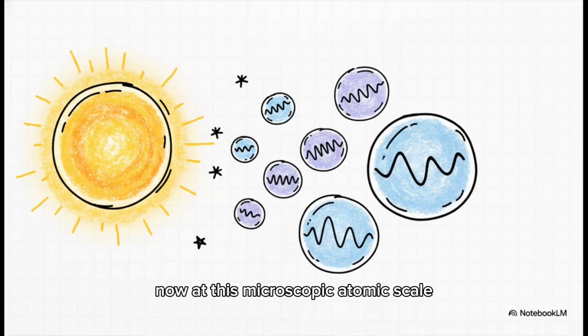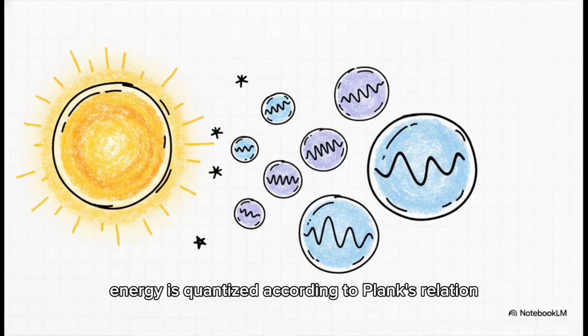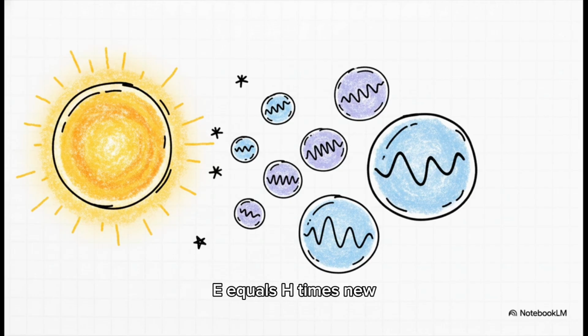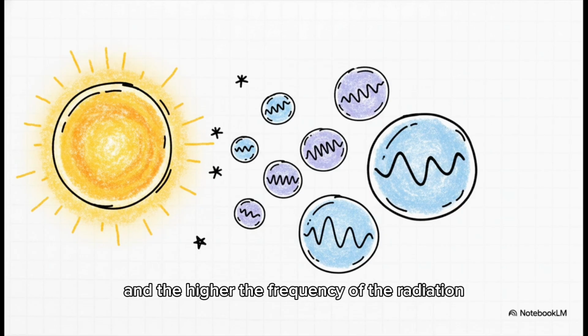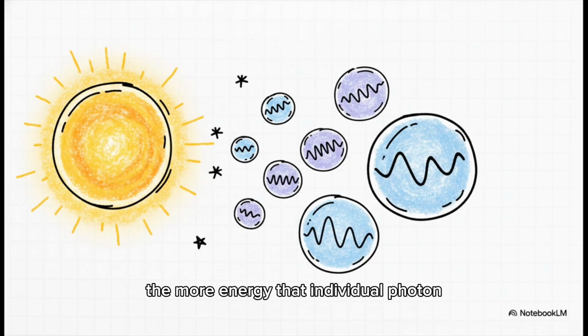Now, at this microscopic atomic scale, energy is quantized. According to Planck's relation, E equals h times nu, energy isn't just a continuous flow. It's delivered in discrete little packets called photons. And the higher the frequency of the radiation, the more energy that individual photon carries out of the star.